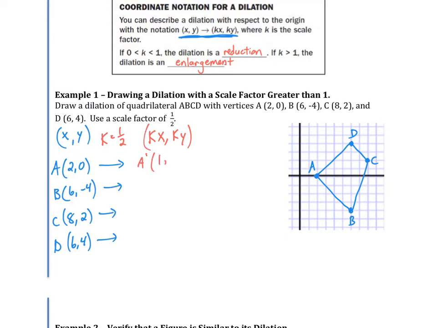So 1/2 of 2 is 1, and 1/2 of 0 is 0. 1/2 of 6 is 3, 1/2 of -4 is -2. 1/2 of 8 is 4, 1/2 of 2 is 1. 1/2 of 6 is 3, 1/2 of 4 is 2. All right, so A prime is at (1, 0). B prime is at (3, -2). C prime is at (4, 1). And D prime is at (3, 2).